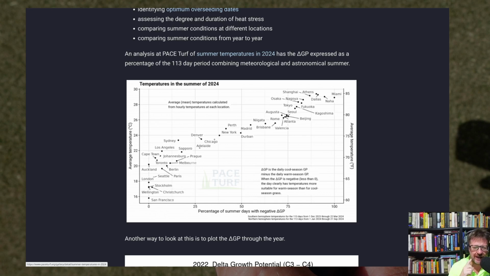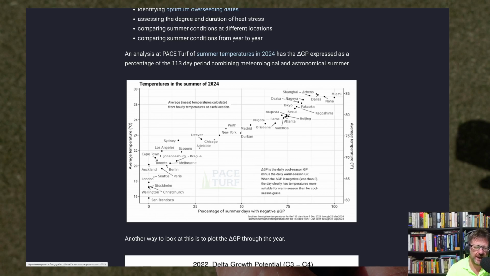And now let's look at a place like Sapporo on Japan's northern island of Hokkaido. Sapporo was less than 25%. I'm going to say that that's at about 20%. So 80% of the days last summer in Sapporo were better for cool season grass. 20% of the days were better for warm season grass. Chicago is at about 37 or so, 35%, something like that. New York is at about 37%.